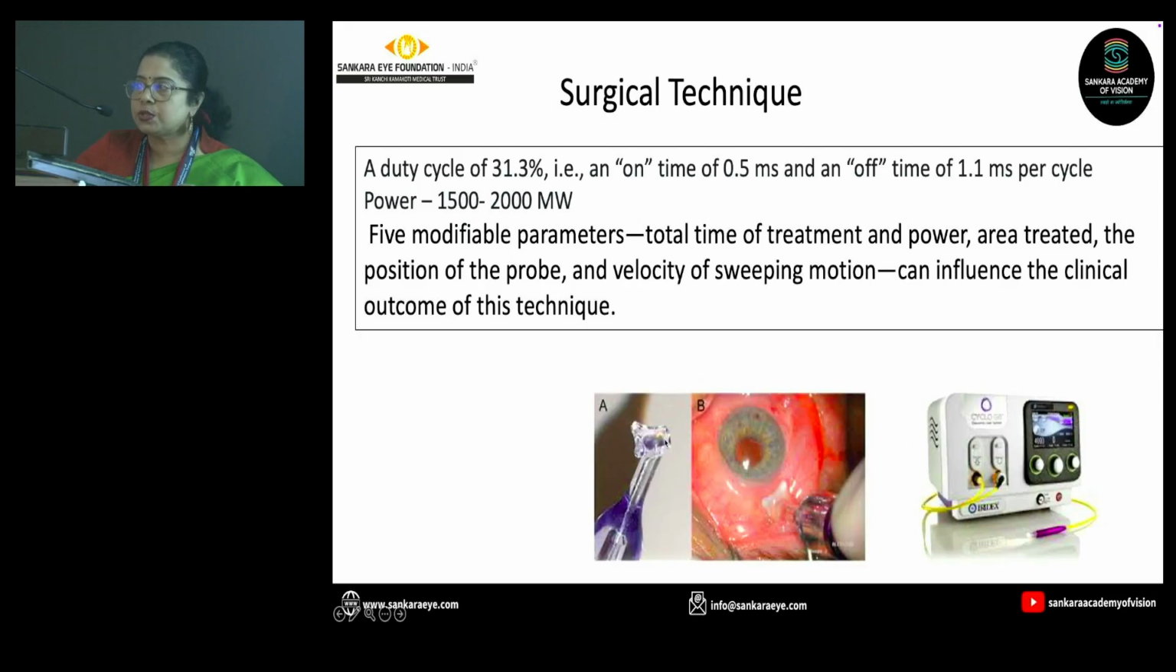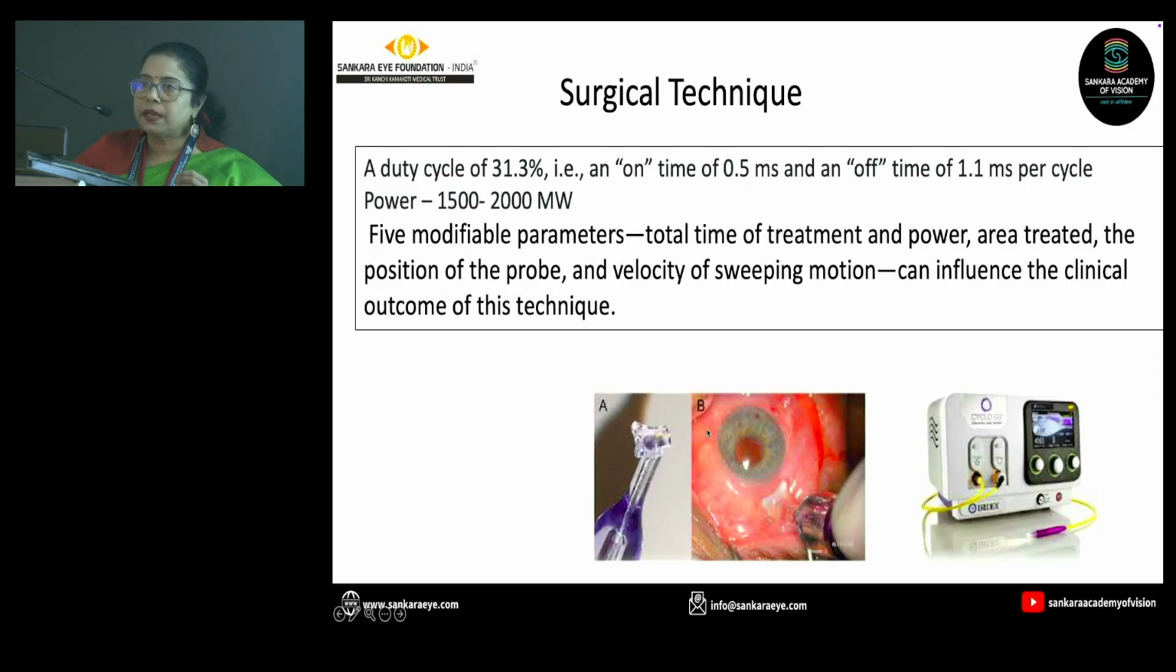which is being used. Usually it is a sweeping mechanism after giving a peribulbar block, and you can decide how many quadrants you have to treat. There are 5 modifiable factors in this: the total treatment time and power, and the area treated. Are you treating 180, 360 or some 2-3 clock hours, the positioning of the probe, and the velocity of the sweeping motion. All this can influence the clinical outcome of this disease.